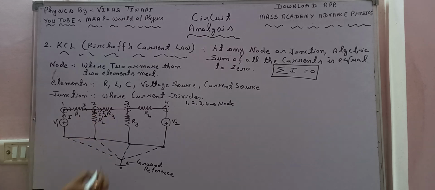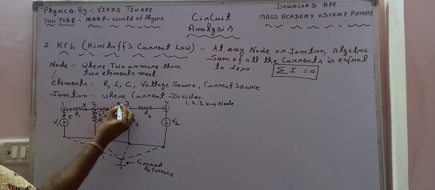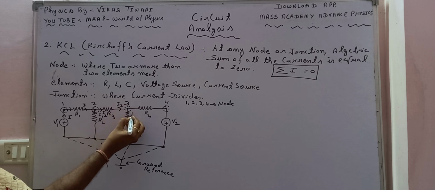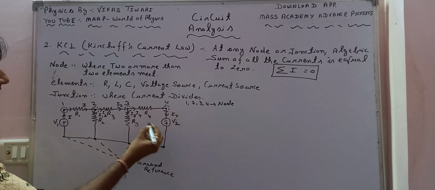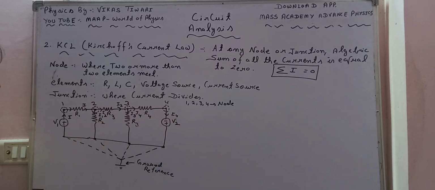Okay, further the I2 current will reach here and it again divides into the currents I3 and I4. In this branch there is no division, so we will say I4 in this particular branch, and what will be the current in this particular branch, that is I. But the current is dividing here into I1 and I2. I current is dividing into I1 and I2, and I2 current is dividing into I3 and I4.